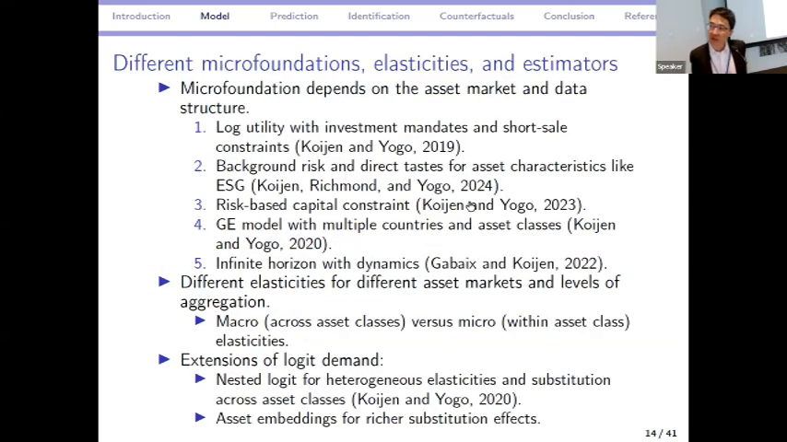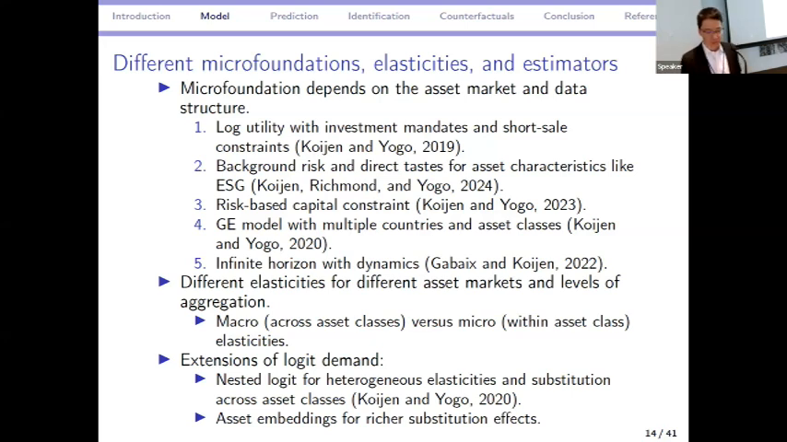All right. So this is kind of an overview of, given that really basic micro foundation in a linear model, where do we go from there? So the micro foundation depends on the asset market we're studying and the data that we're trying to explain. Okay, so in the original Koijen-Yogo paper in 2019, our micro foundation was not CARA-normal, it was log utility. And we had short sales constraints that gave rise to positive portfolio weights and investment mandates that gave rise to very concentrated portfolios where, for example, technology funds only can hold technology stocks.